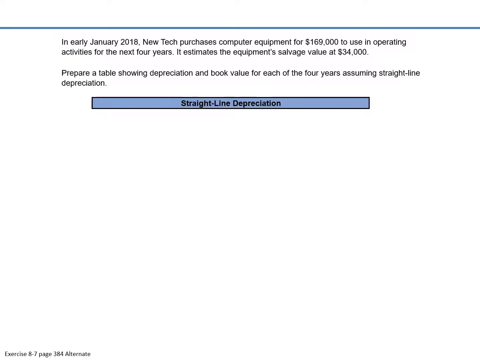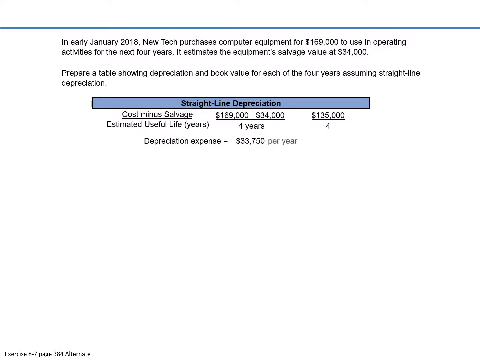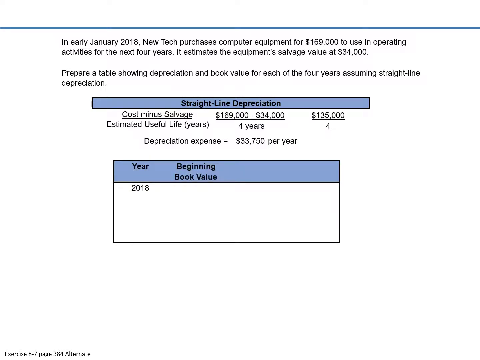All right, so New Tech purchases equipment for 169,000 minus 34,000 salvage, divided by 4. So you have 135,000 divided by 4, a depreciation expense of 33,750 per year. If we show it in table format, we have a cost of 169 less 33,750 of annual depreciation equals an end of year value of 135,250.